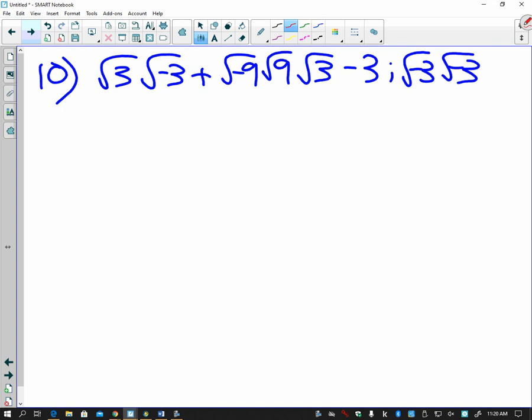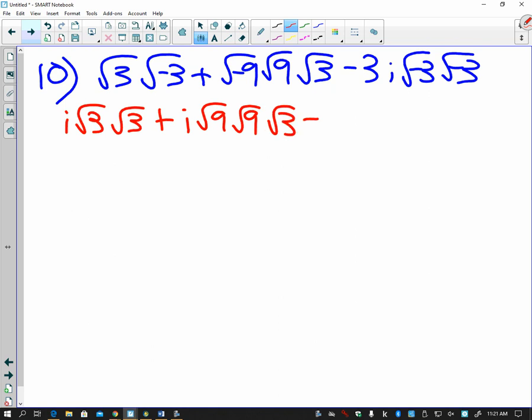All right. Let's pay attention. So the first thing that I want to do here is I want to make any negatives inside a radical an i. So as I rewrite this, because all this is multiplication up here, I'm going to rewrite it like that. Do we understand that? Okay. Plus, I got i radical 9, radical 3, minus 3i. And I'm going to pull out the i's from these, which sounds grotesque. Okay.